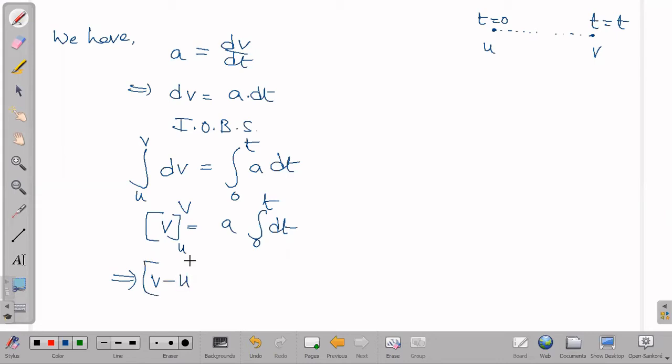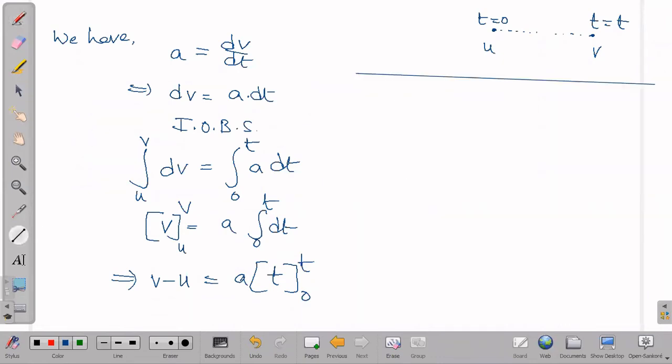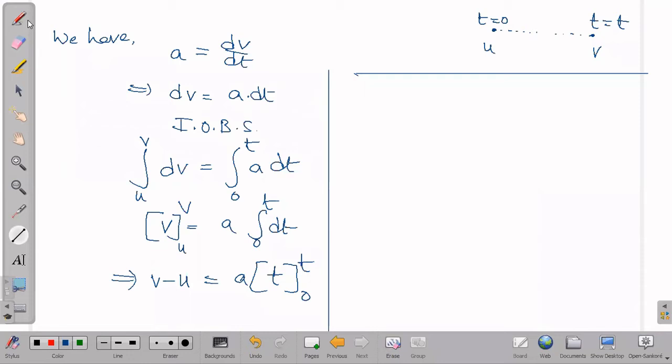On the right side, a into integration of dt, just like this, integration of dv we wrote v, integration of dt we will be writing as t. Now what happens if we apply limits 0 to t. Further if I solve it, I'll write the next step over here. So what do we get? Left side v minus u.